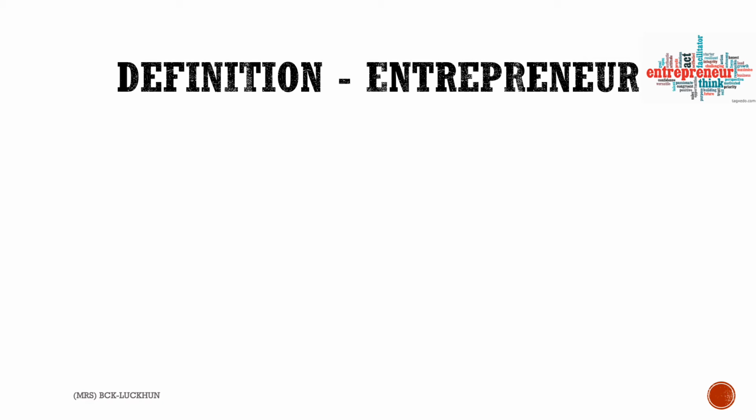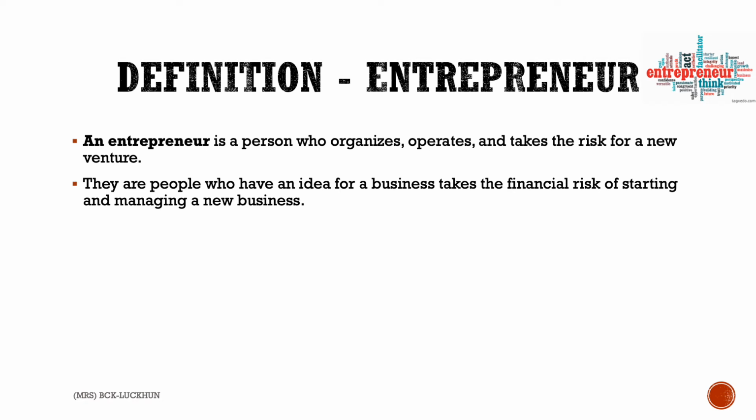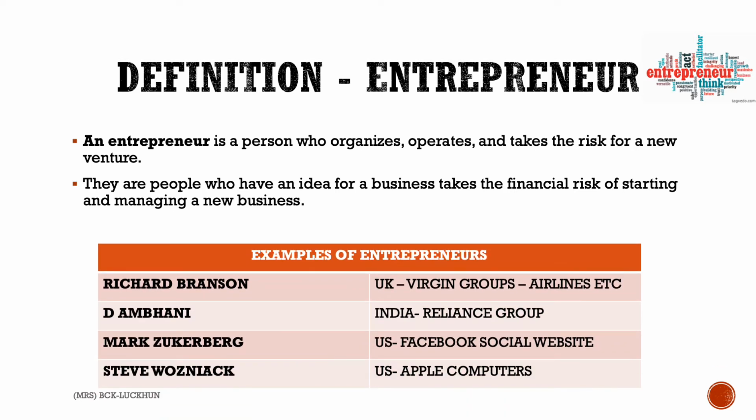Many businesses started from small businesses. New businesses are started by people called entrepreneurs. So, an entrepreneur is a person who organizes, operates, and takes the risk for a new venture. That is, they are people who have an idea for a business, take the financial risk of starting and managing a new business. Some of the well-known examples of entrepreneurs are Richard Branson, who is the owner of Virgin Groups, Dhirubhai Ambani, who is the owner of Reliance Group, Mark Zuckerberg, who created the famous Facebook social website, and then we have Steve Wozniak, who started Apple Computers.